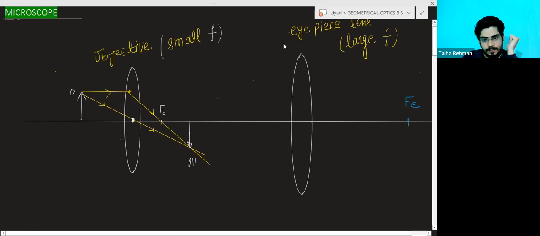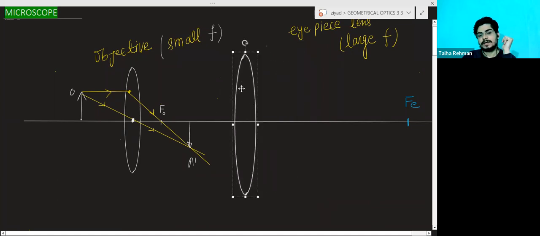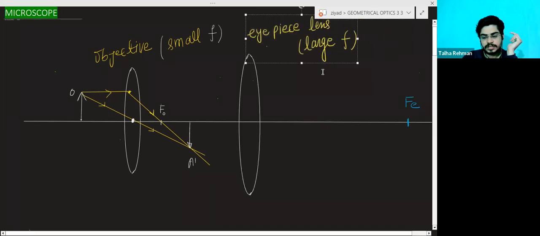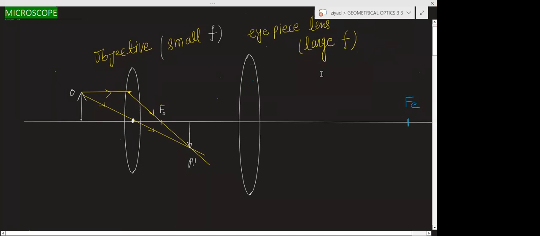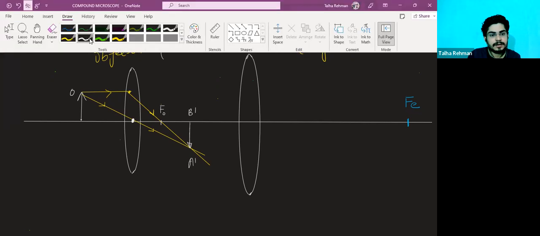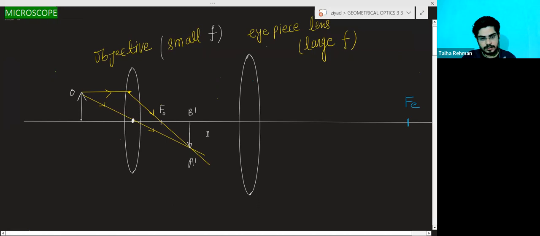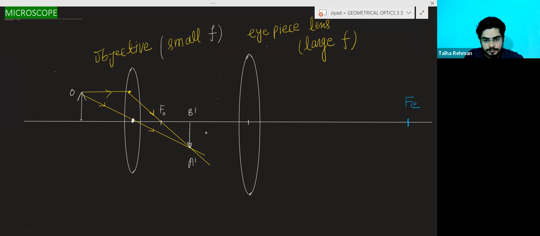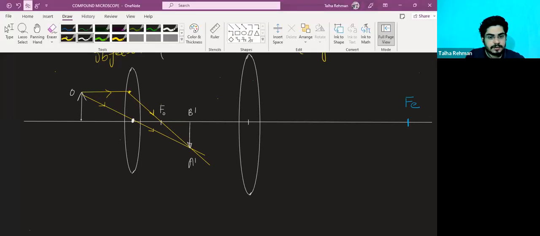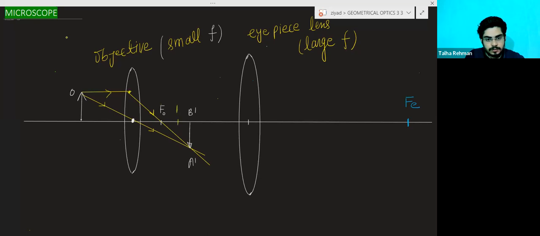Now, after that, what will happen? This is the objective lens, and this eyepiece lens is large. This image is formed, that is A dash B dash. This image is formed at a position in between. This is the optical center of the eyepiece lens, and somewhere here will be the focus of the eyepiece lens.